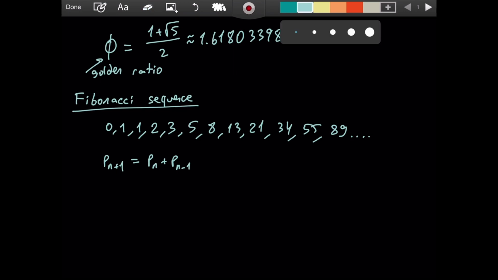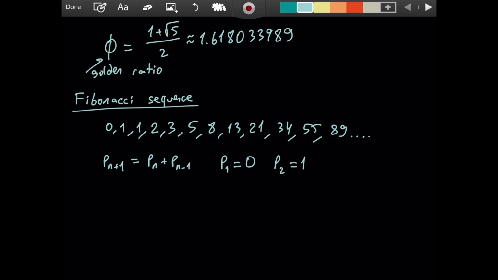And there are two. It is that P1 is 0 and P2 is 1. So I call this the first term and this the second term. And you can see then that to find the third term, you substitute 2 for n here. P3 is going to be P2 plus P1, which is in fact 1. And if we were to find the fourth term, you would add P3 and P2, which gives you 1 plus 1, which is 2. Okay, so this is the Fibonacci sequence.